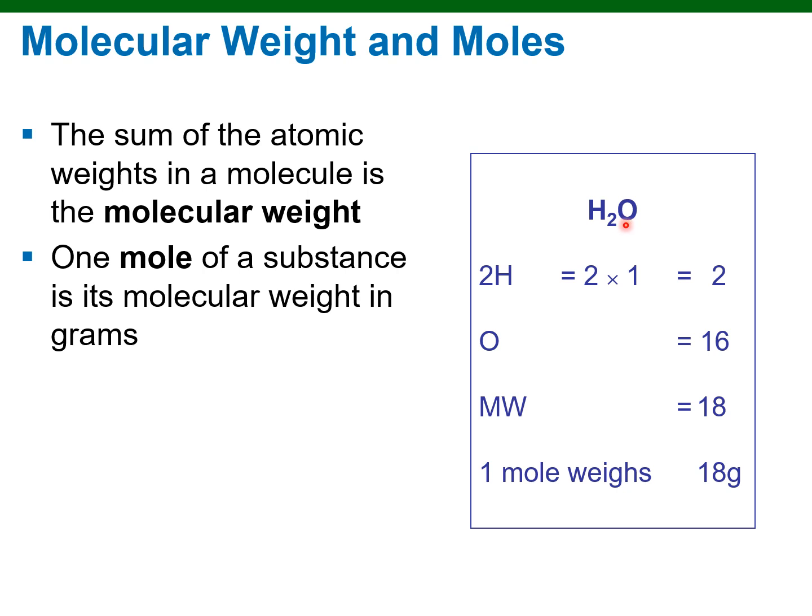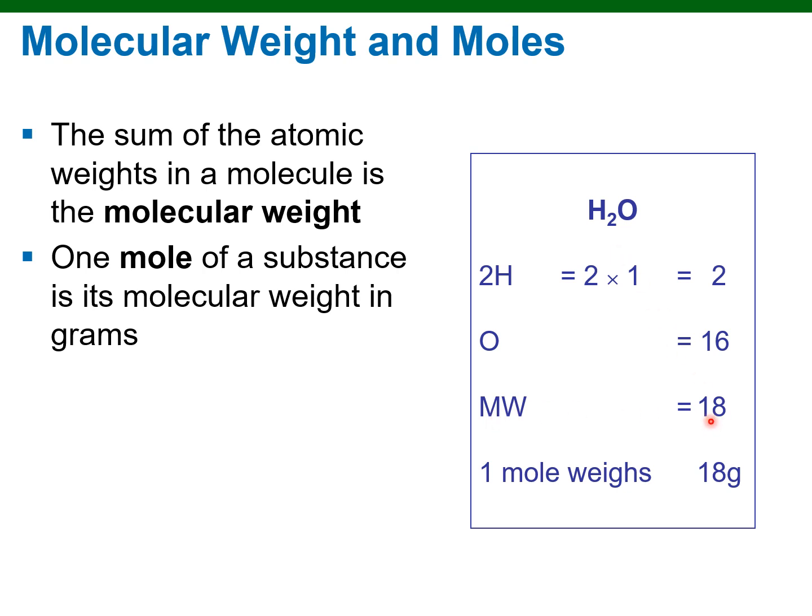Now, oxygen has 8 protons, but also 8 neutrons in the ordinary oxygen called oxygen 16. So here we have the mass of oxygen being 16. If we add these two together, we get a total molecular weight of 18. Water has a molecular weight of 18.